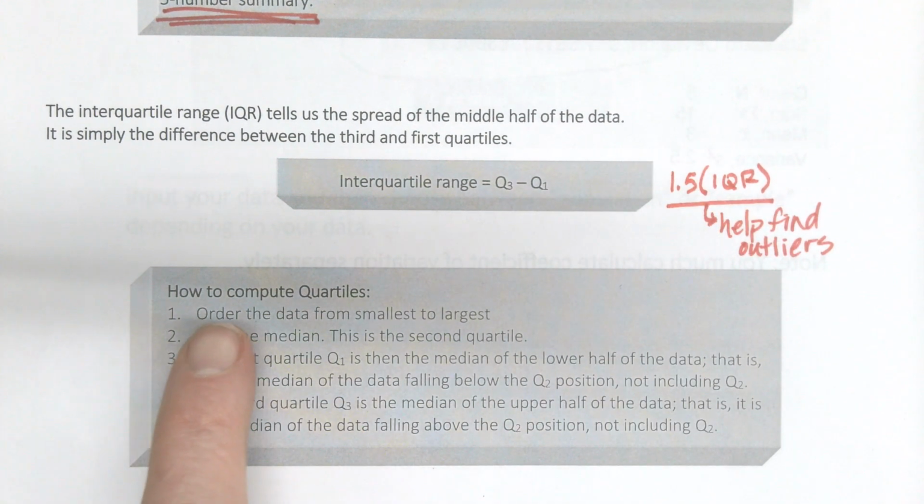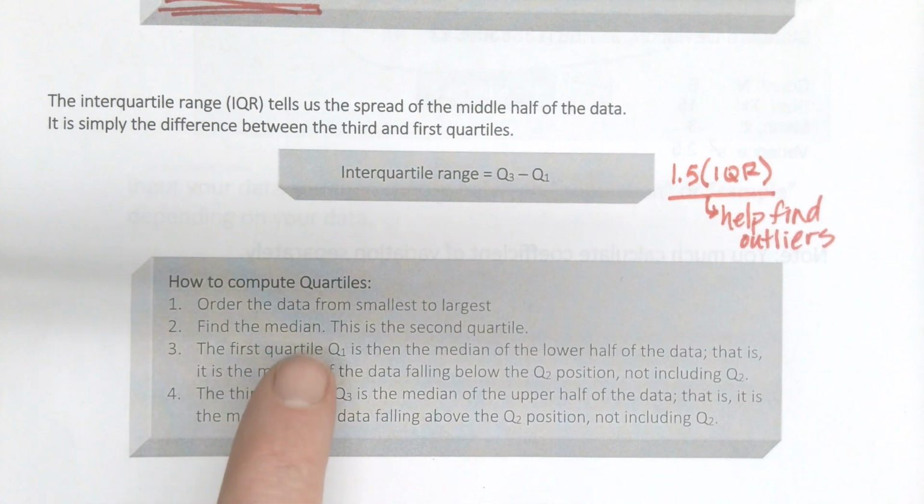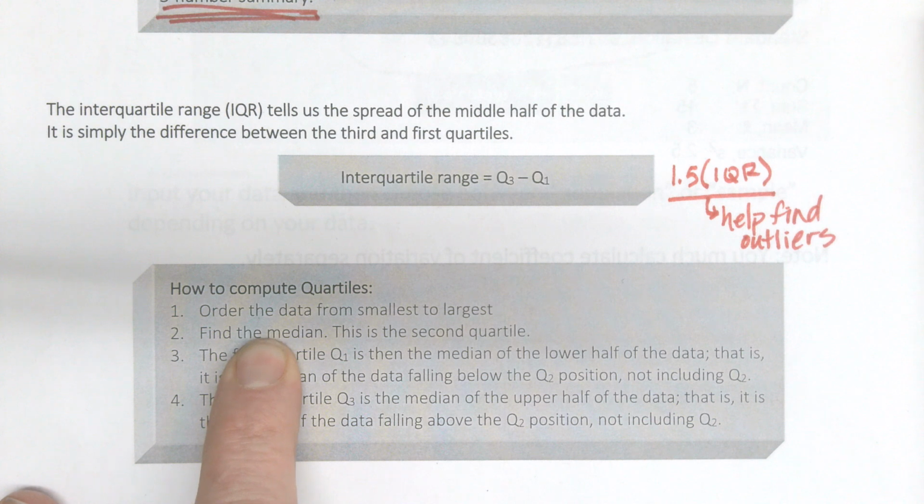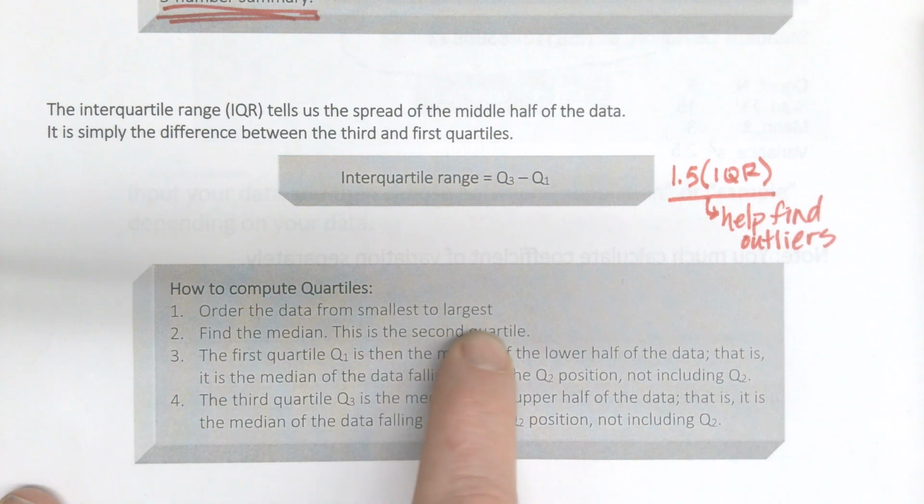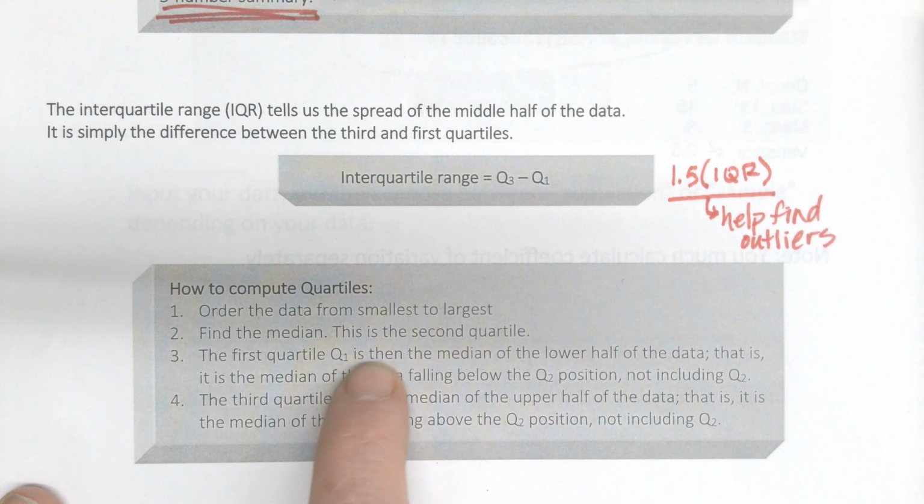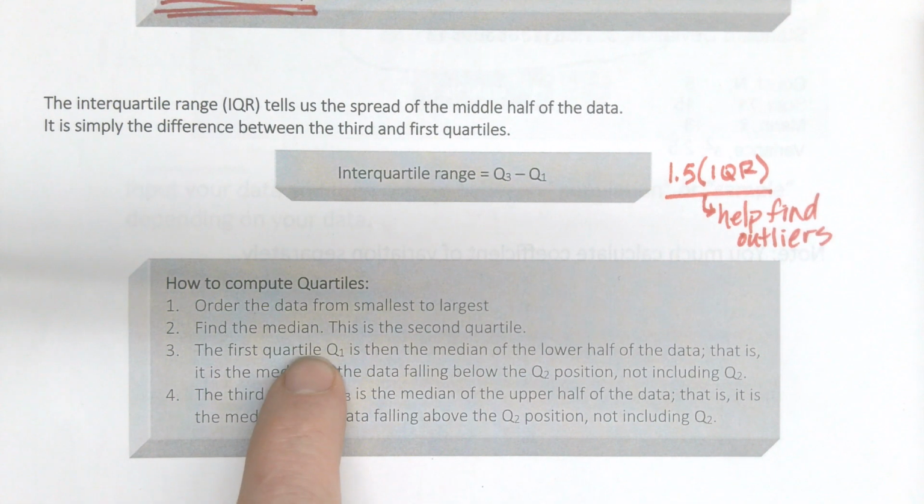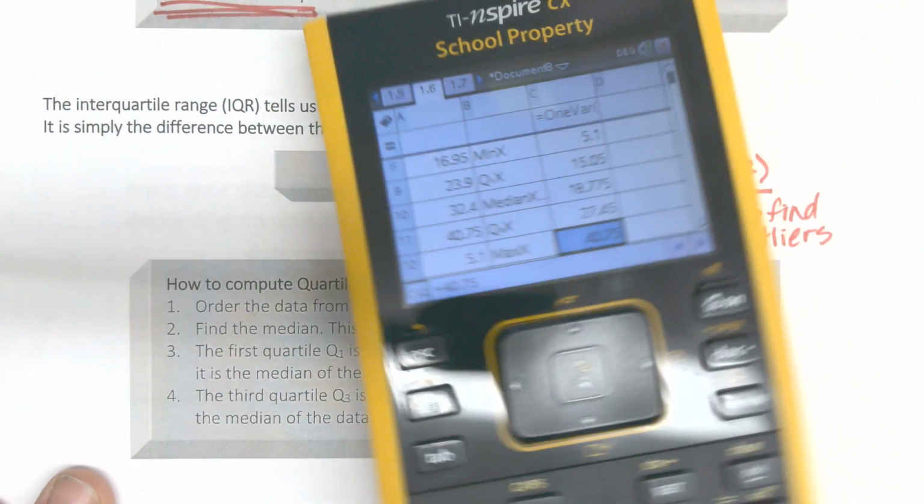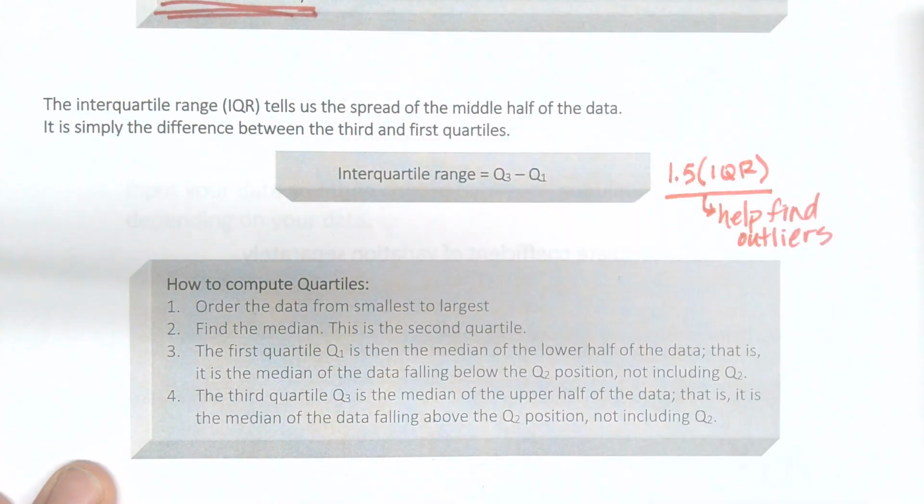And so if I had to do it by hand, I would go through and just order the data, and I find the median. That's my middle quartile or my second quartile. And then basically I find the median of the lower half and the median of the upper half. So the median of the lower half is Q1 and the median of the upper half is Q3. But again, all of this is given on the calculator, so we won't need to go through that.